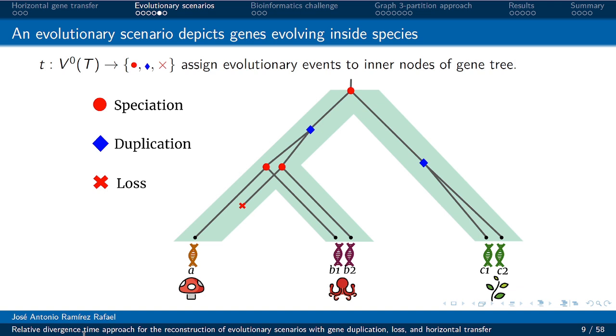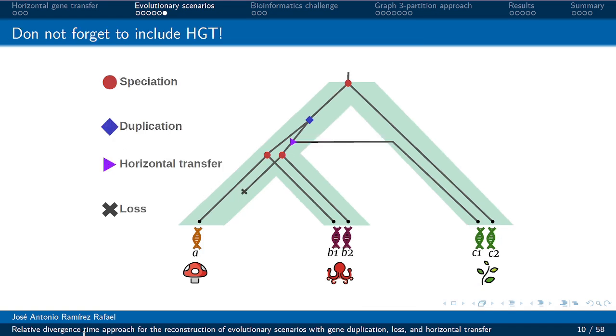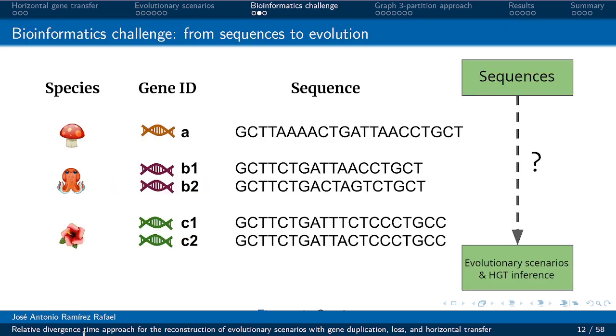And we also assign evolutionary events. We have speciation, duplication, gene loss, and don't forget about horizontal gene transfer, in which genes jump between branches of the species tree. The classical way is that genes are inherited from ancestor to descendants, but in horizontal gene transfer, genes jump. Okay, so this is the bioinformatics challenge. We can observe species, we can get genes from those species, and we represent the genes as sequences. So the question is how to go from sequences to evolutionary scenarios and horizontal gene transfer.